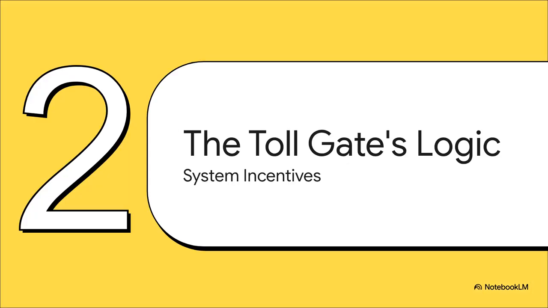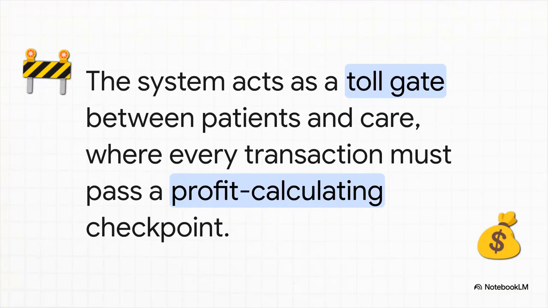Okay, so why does the system produce these results? To figure that out, you've got to examine the incentives that drive it. What is its fundamental logic? The best way to understand this core logic is with a metaphor. Think of the system as a giant toll gate. It's been built right between you and the care you need. And its main job isn't to help you get through smoothly. It's to stop you at a checkpoint and calculate how much profit can be made from your journey.